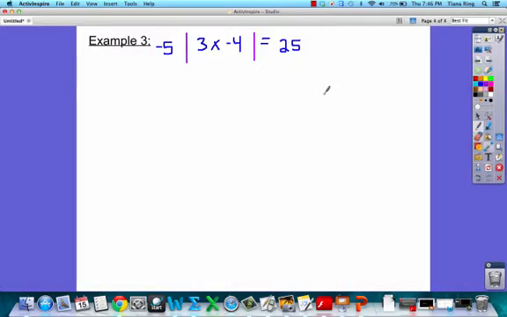Alright, here's our last problem. And if you notice this problem, the absolute value is not by itself. So hopefully you can guess that the first thing you're going to want to do is divide both sides by negative 5. So let's do this. Okay, divide the left and the right hand side by negative 5.